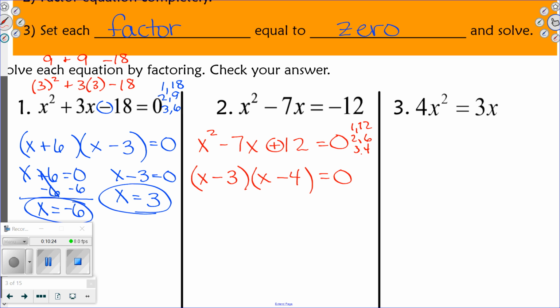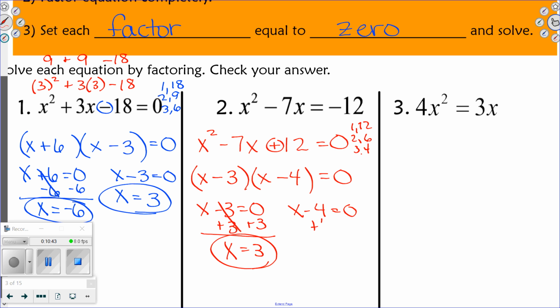All right, and then once it's factored, to solve this, I know one of these has to equal 0. So either x minus 3 equals 0 or x minus 4 equals 0. And then I can solve. So we add 3. So either x equals 3, add 4, or x equals 4.